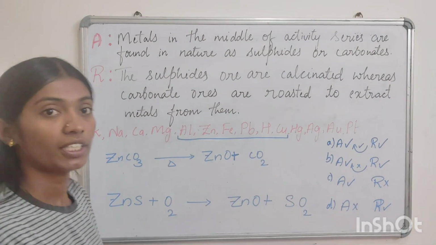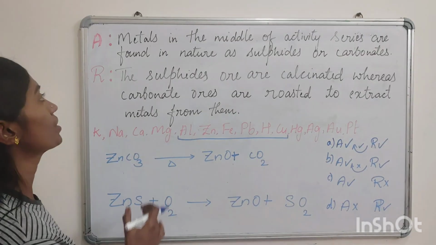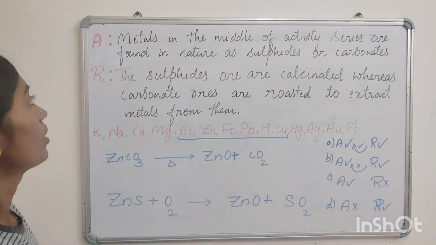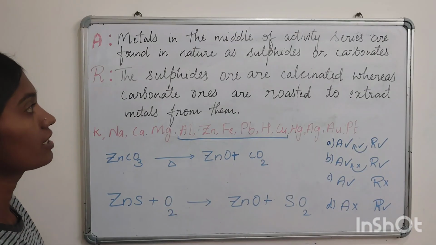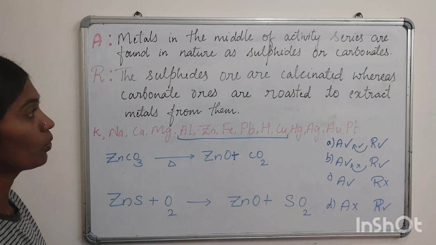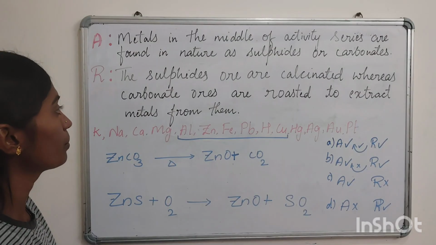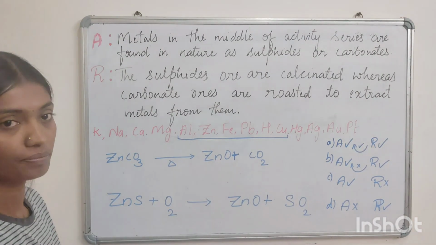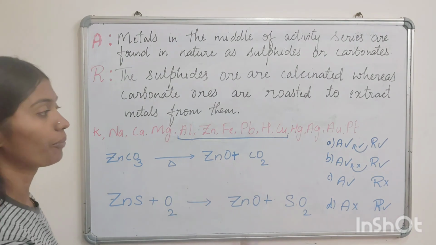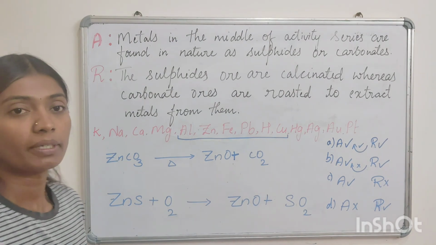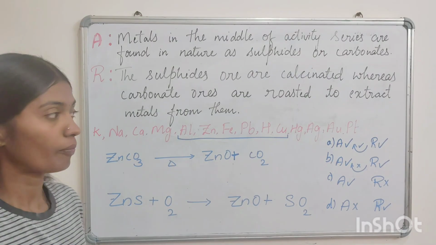And the next assertion and reason. Assertion: metals in the middle of the activity series are found in nature as sulfides or carbonates. Reason: the sulfide ores are calcinated whereas carbonate ores are roasted to extract metals from them. As usual, we have the four options with us. This concept is based upon the extraction of metals.